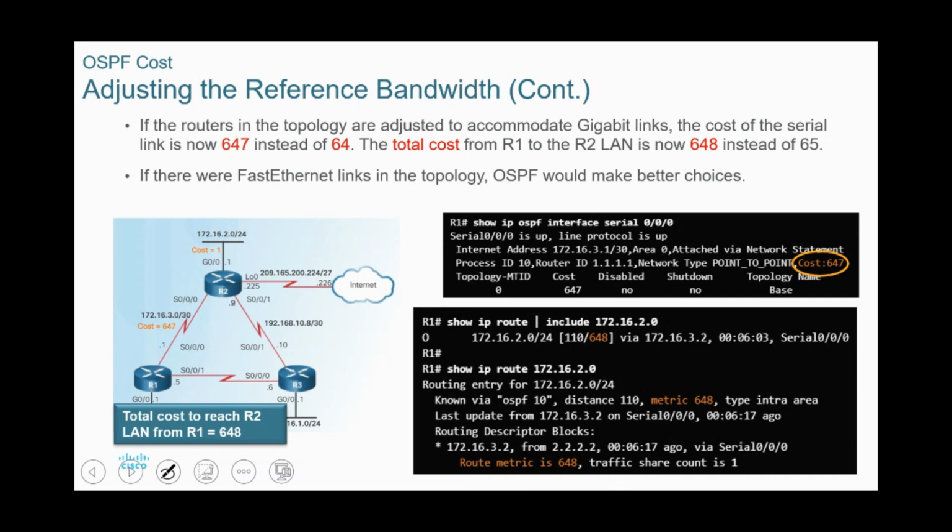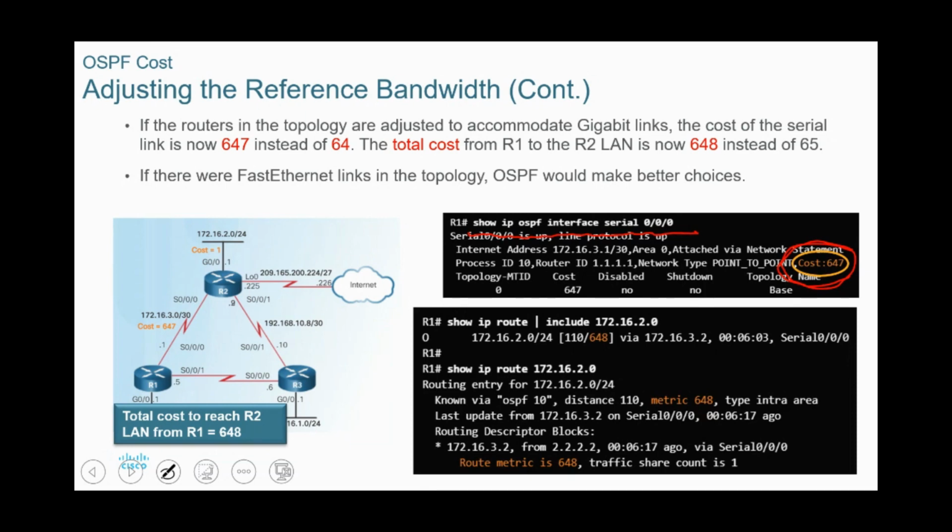So how do you know that? You can just go to the R1, okay, after you adjusted that command to 1000 of the cost reference bandwidth, and you will show IP OSPF interface S0/0/0. So it will preview here. Your cost now will be updated from the 64 to 647.